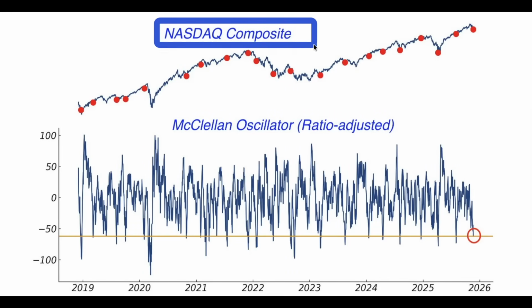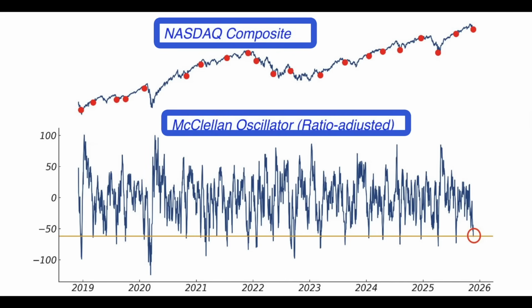Now you can see right here, this is the NASDAQ composite. That's the McClellan oscillator. When that little bubble appears on the NASDAQ composite, that means the McClellan oscillator is sitting down here at this level, which is actually less than 62, which seems to be like a magic number.